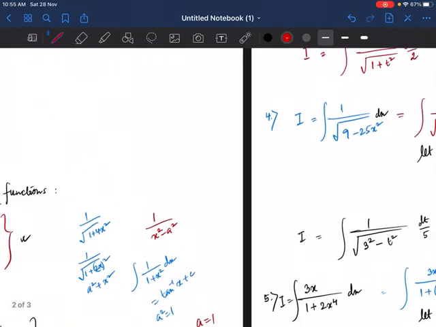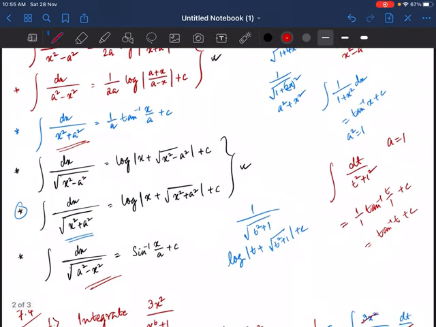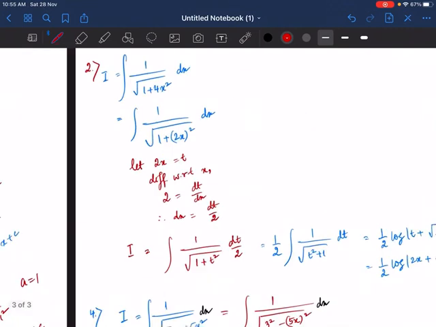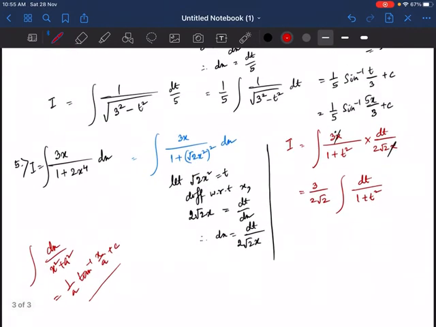That's the integration formula. Integration of dx by x square plus a square, this is the formula. So in place of x I will write t, and in place of a I will write 1. So we have 3 by 2 root 2 tan inverse t by 1, a is 1, right?